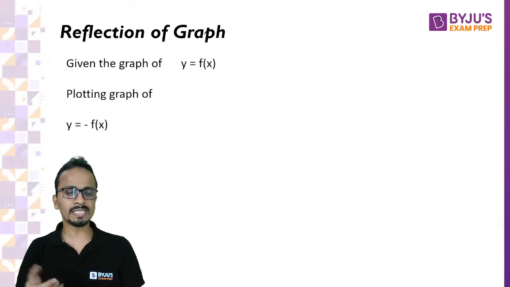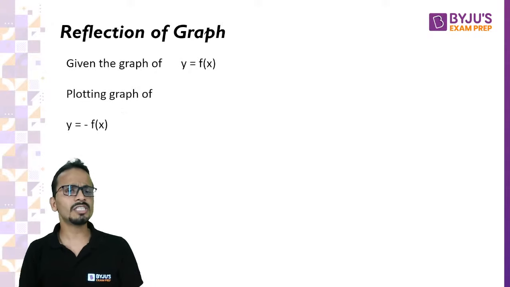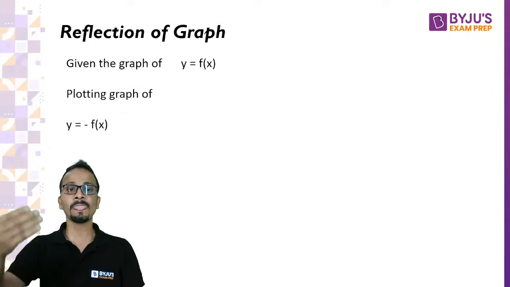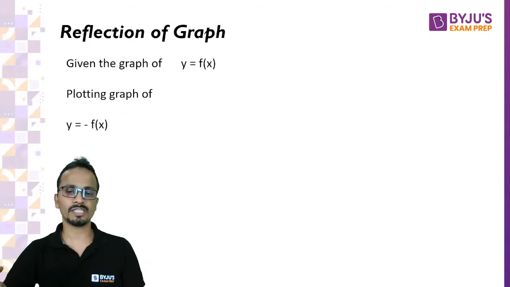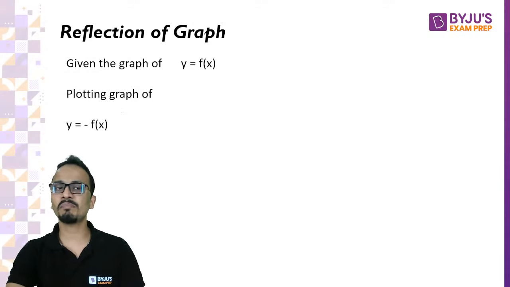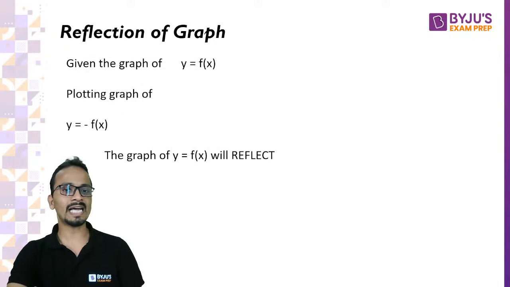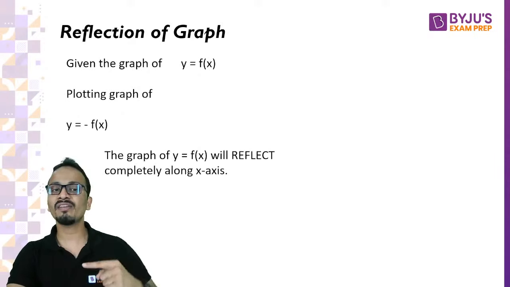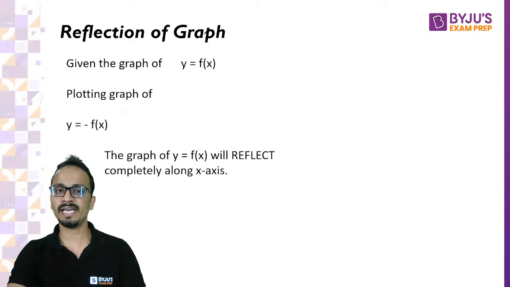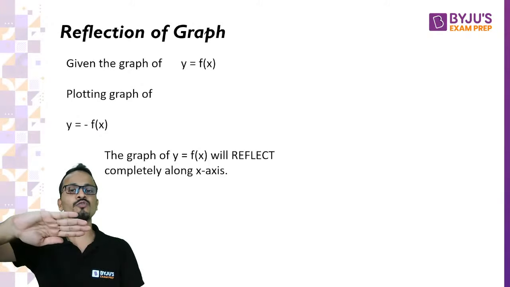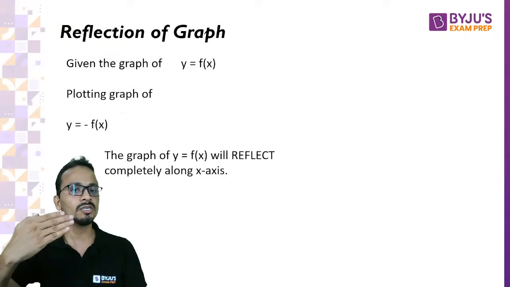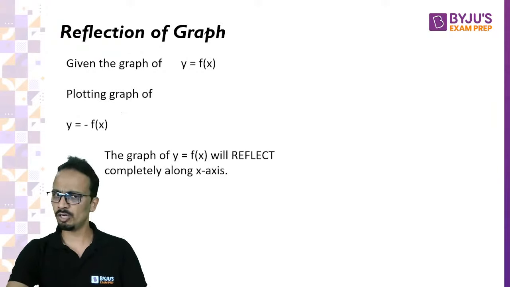Okay, so we can say that the portion of the graph which is above x-axis will be reflected and it will go below x-axis and vice versa. So let's have a look at this particular thing practically happening. Now the original graph y equal to f of x will reflect completely along the x-axis. So x-axis will act like a mirror. Whatever the graph is, it will be completely reflected along x-axis, right? We'll look at it practically.